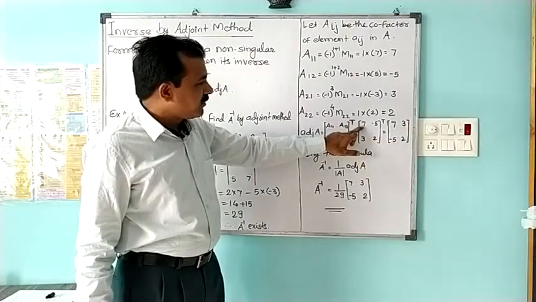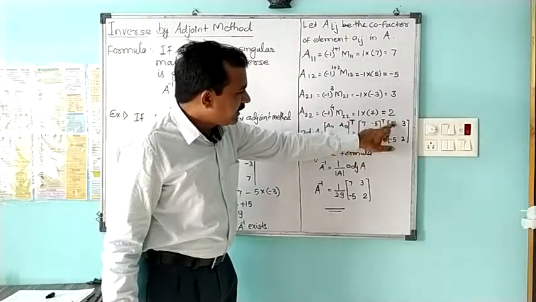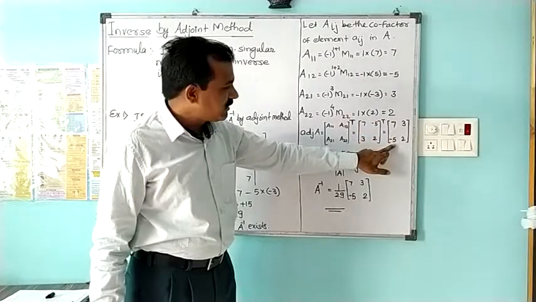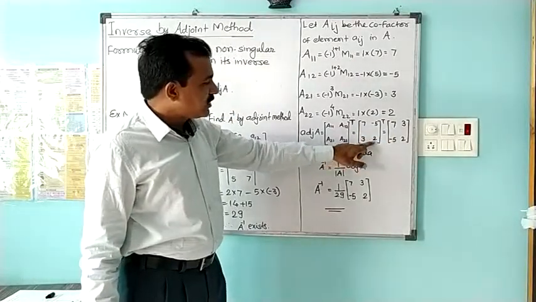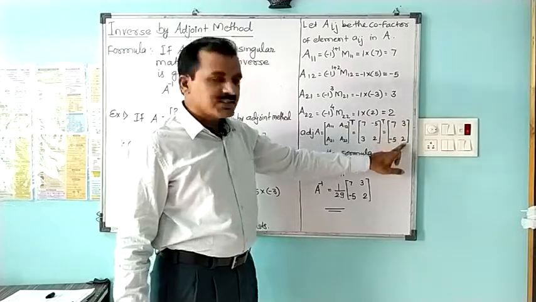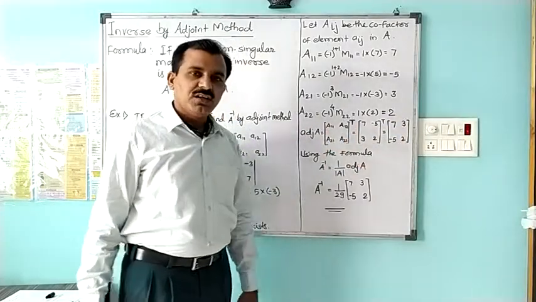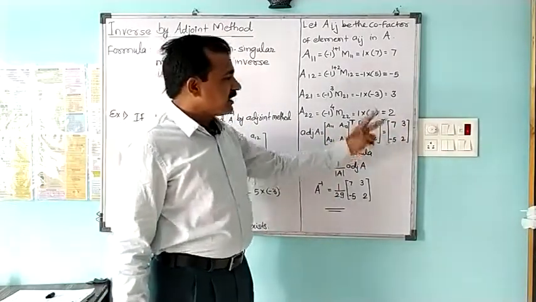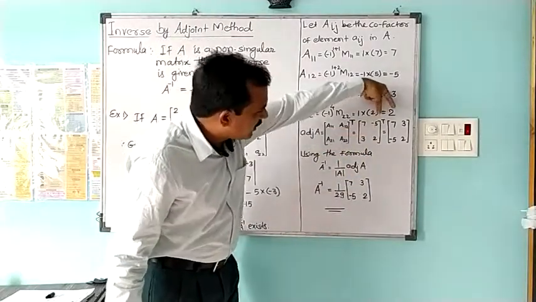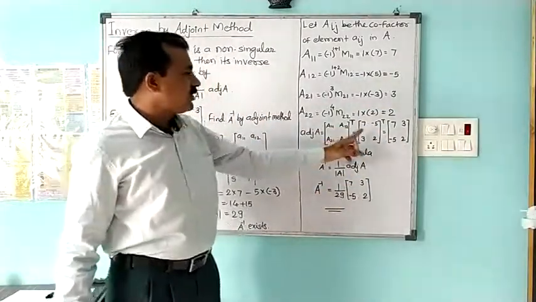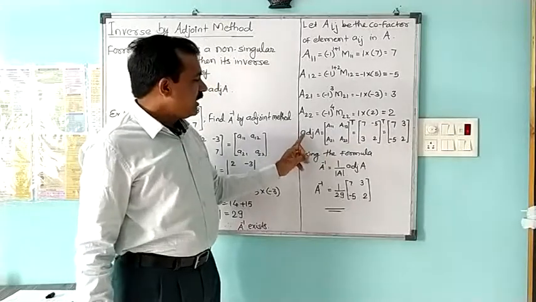So the first row elements 7, 5 we have taken in the first column, that is 7, 5, and the second row elements 3, 2 we have used in the second column. So this is the process by which we get the transpose of a matrix. So rows are converted into columns. So this reduces the matrix to an adjoint.